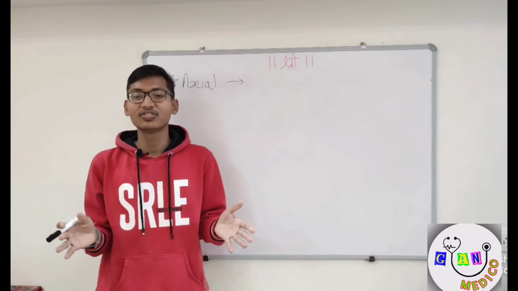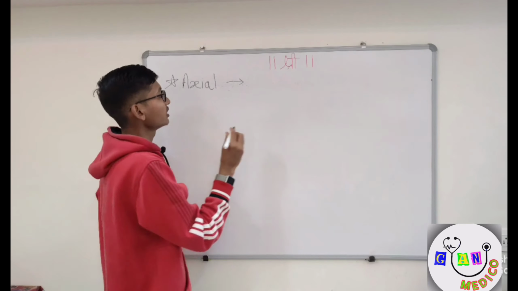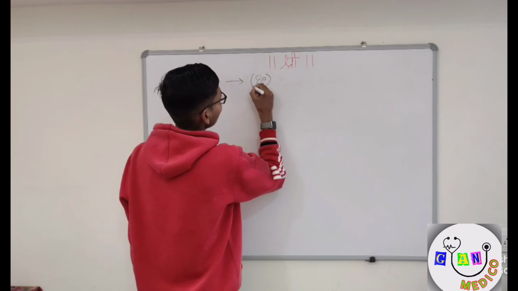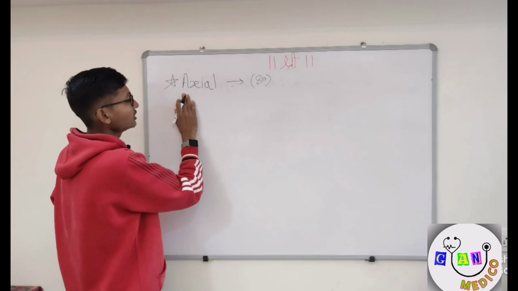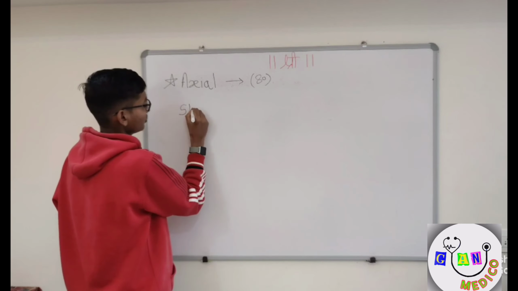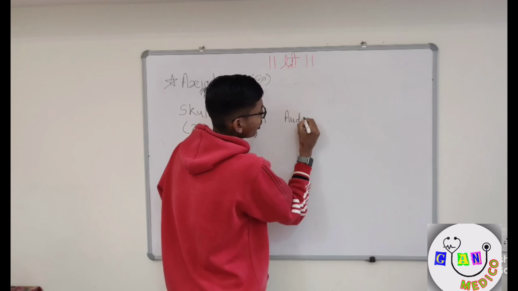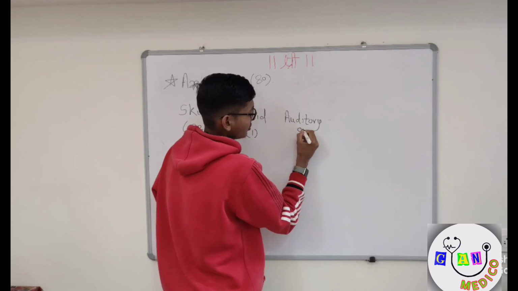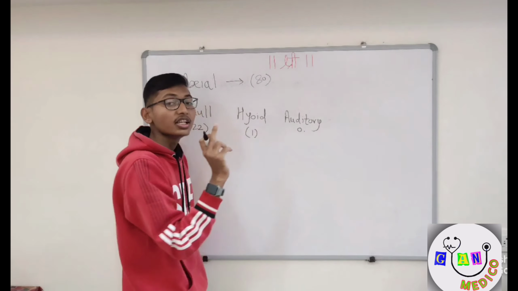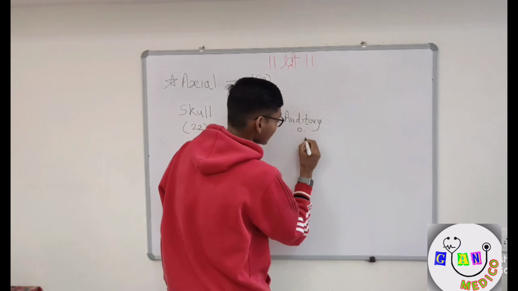First, we will see the broad classification and then we will see the details. Number one is axial. Axial skeletal system consists of 80 bones. Now see the distribution. Axial skeletal system consists of skull, which contains 22 bones. Hyoid, 1 bone. Auditory ossicles, 3 in each ear: malleus, incus and stapes. So 3 plus 3 is 6.